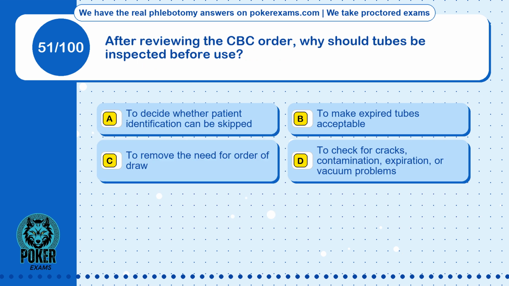Question 51. After reviewing the CBC order, why should tubes be inspected before use? Option A. To decide whether patient identification can be skipped. Option B. To make expired tubes acceptable. Option C. To remove the need for order of draw. Option D. To check for cracks, contamination, expiration, or vacuum problems.